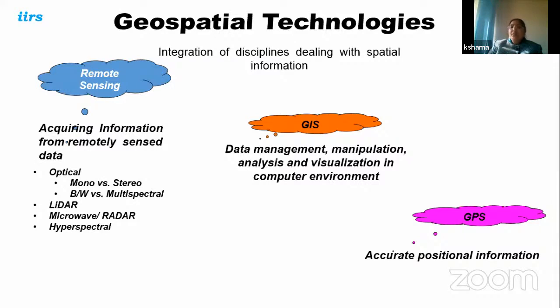Generally, it is also active remote sensing, and it works in the NIR region. So this LiDAR data basically provides you the point cloud and the exact height information.